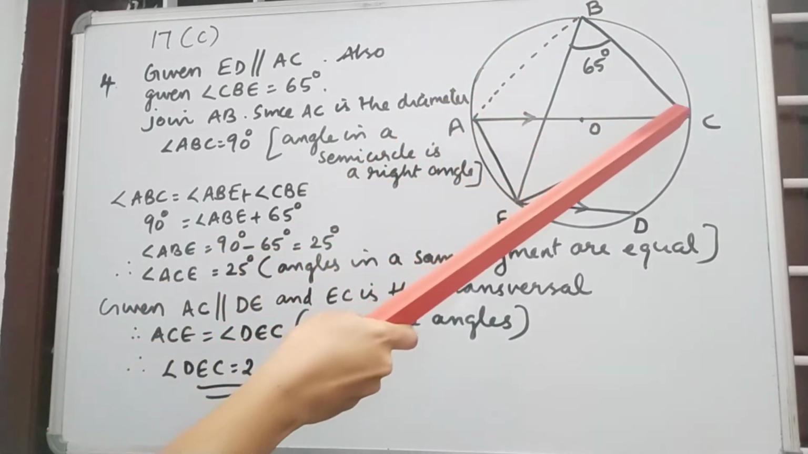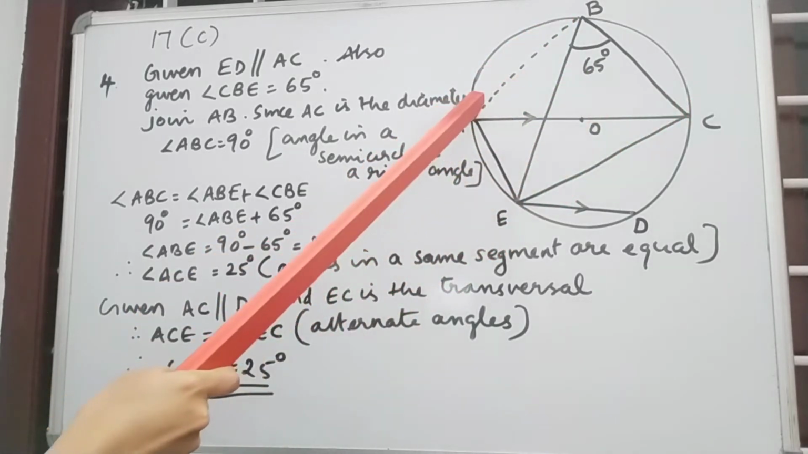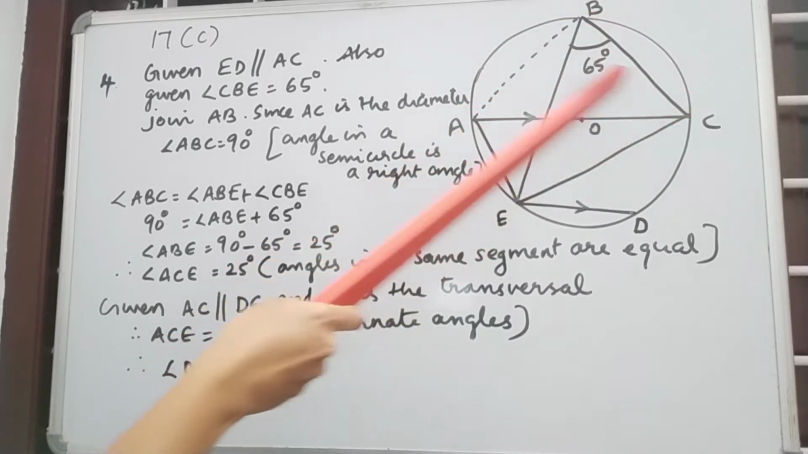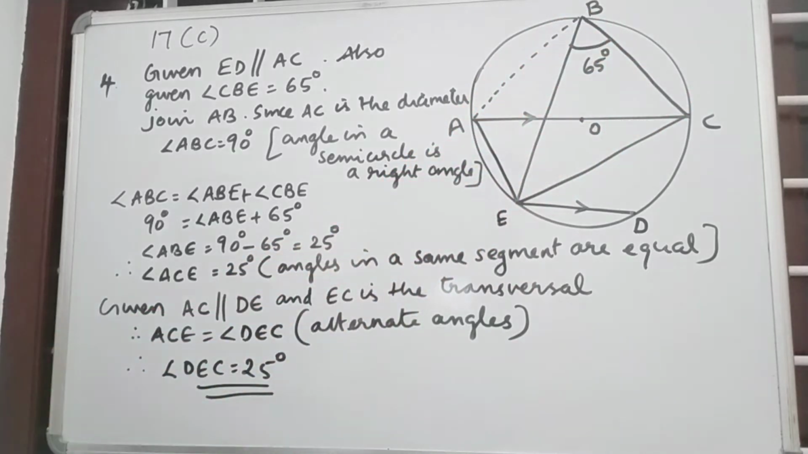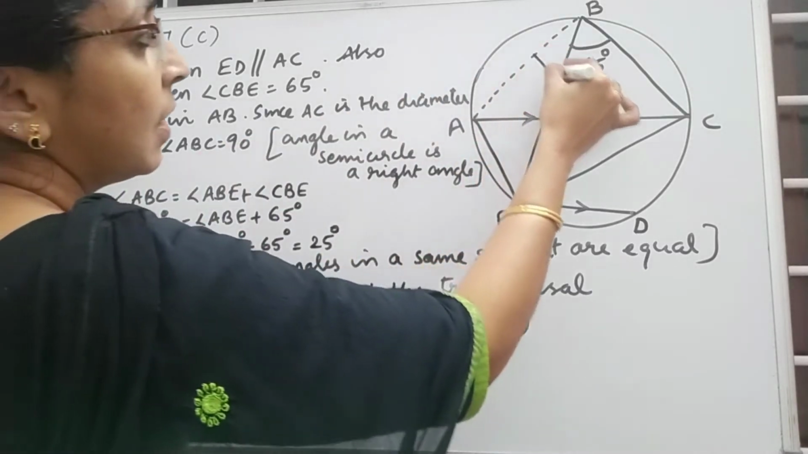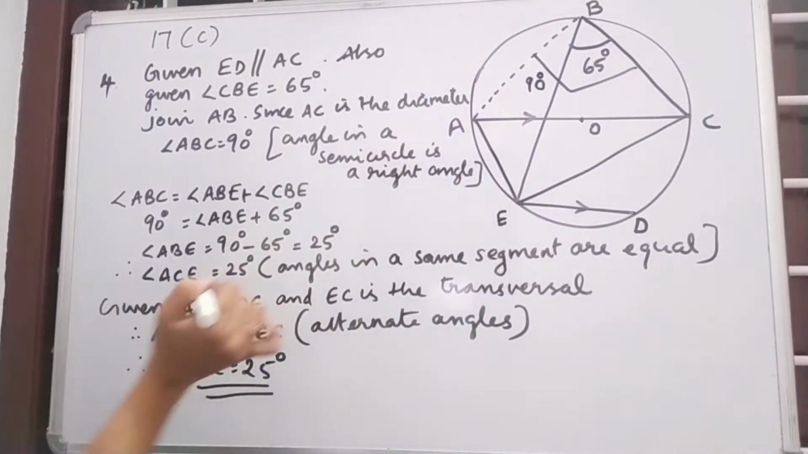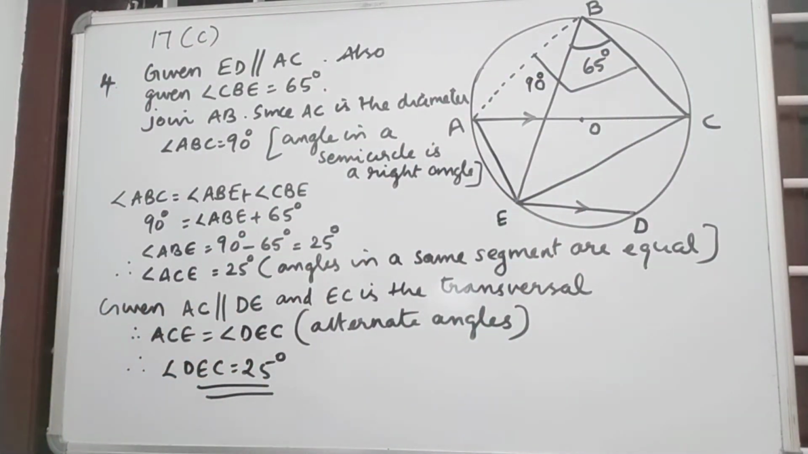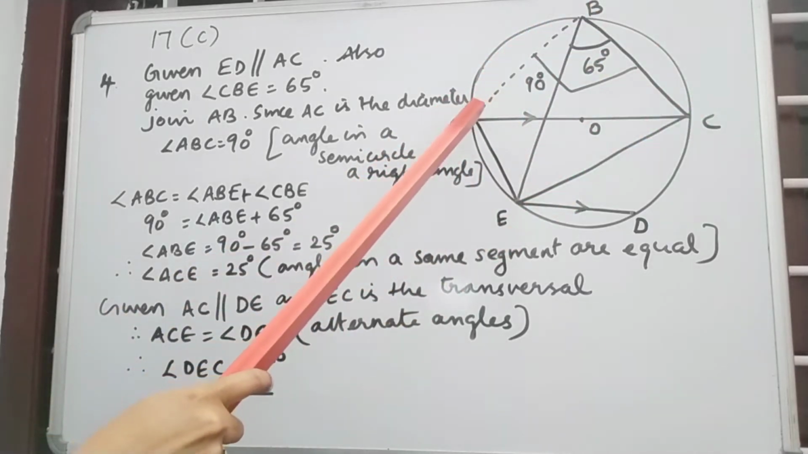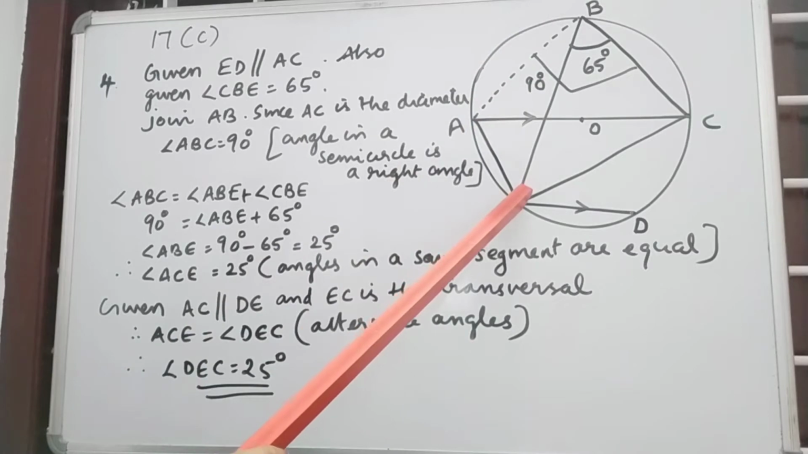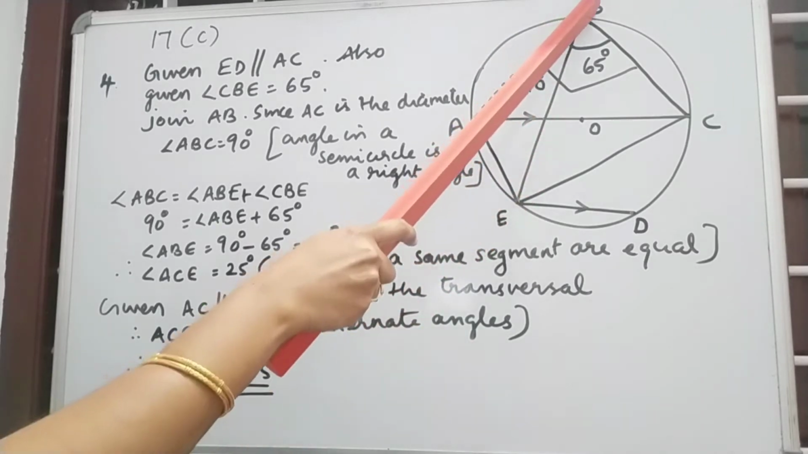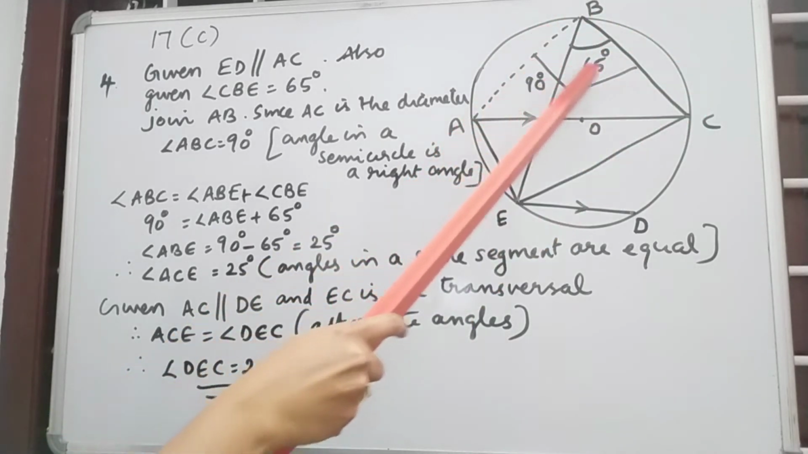Since AC is the diameter, angle ABC will be 90 degree. Why? Because angle at the semicircle is a right angle. So total angle will be 90 degree. ABC is equal to the sum of two angles. Which two angles? ABC is equal to ABE plus EBC. So total is 90 degree.